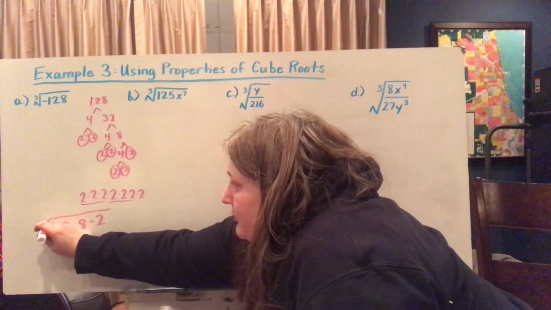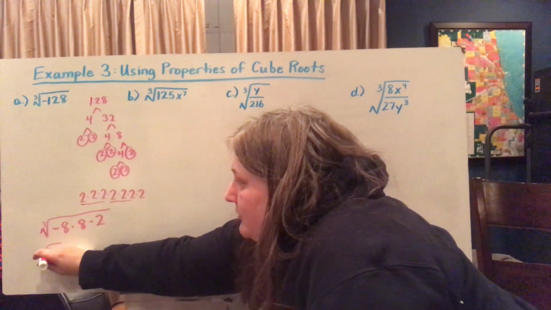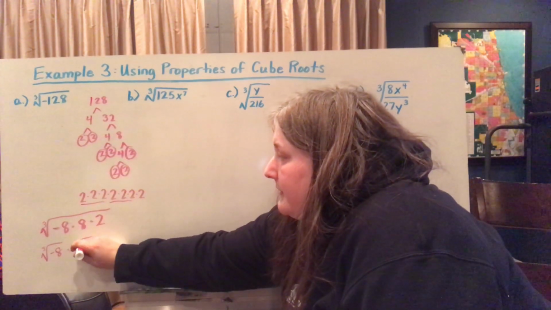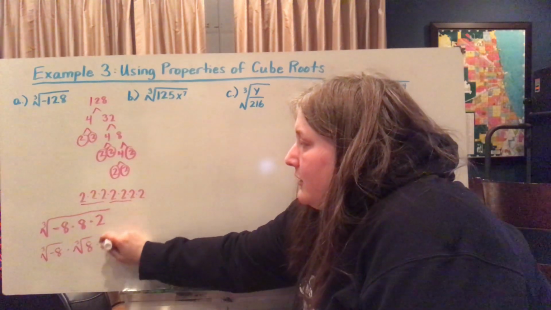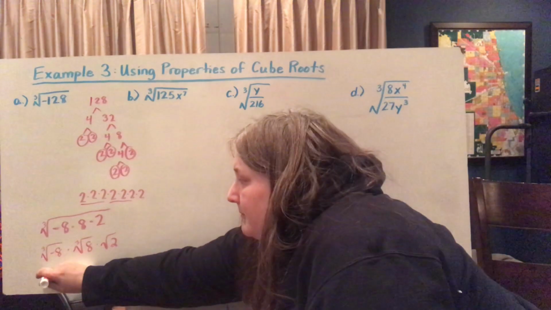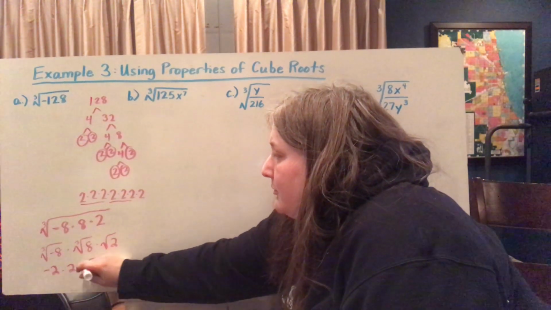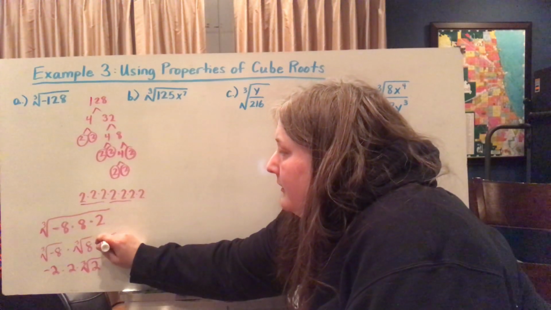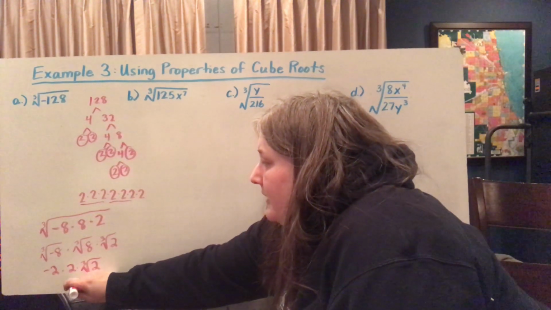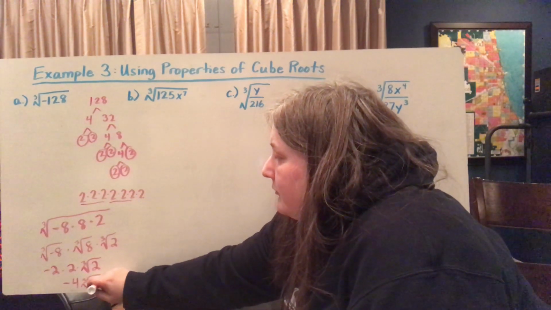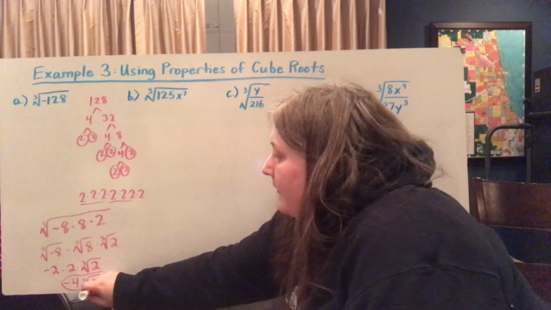So I'm going to do the cube root of negative 8 times the cube root of positive 8 times the cube root of 2. Just becomes negative 2 times 2 times cube root of 2. So this becomes negative 4 times the cube root of 2 for my final answer.